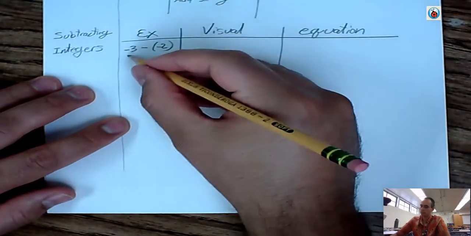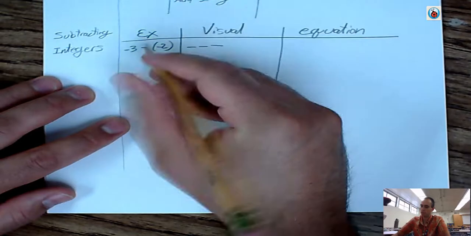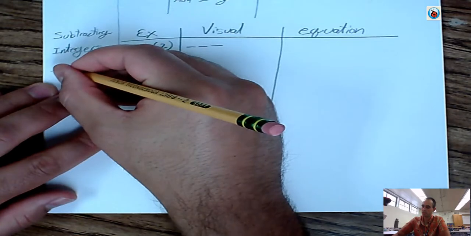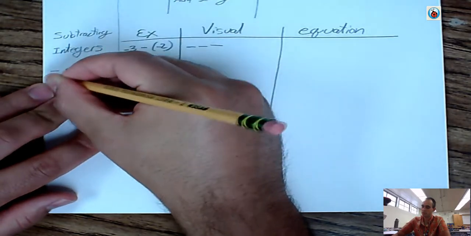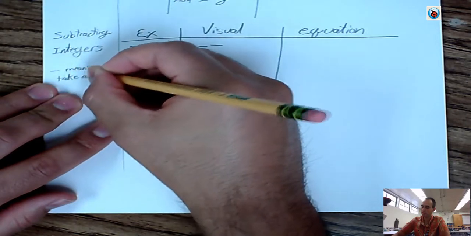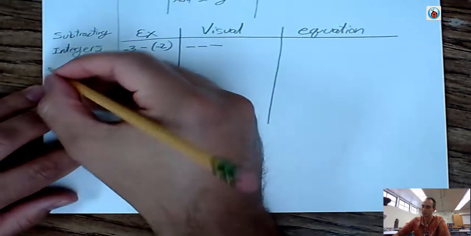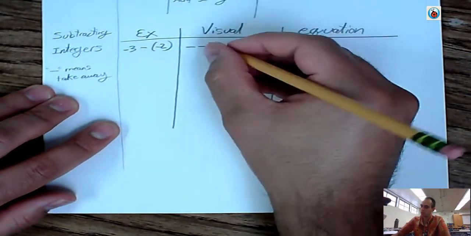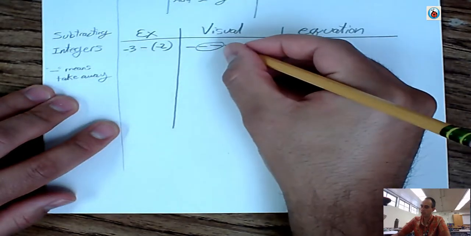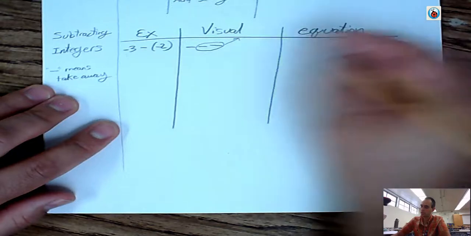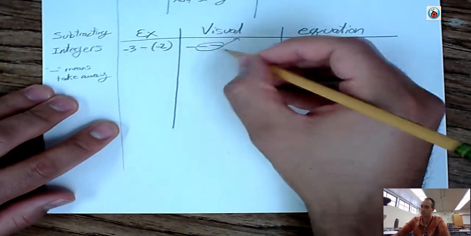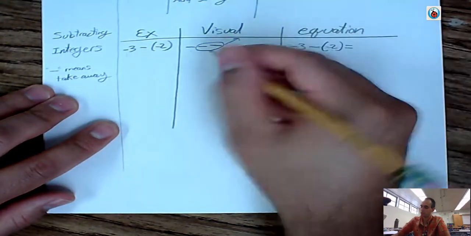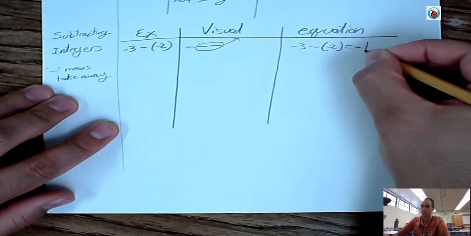So, same thing. Start out with my first number. 1, 2, 3 negatives. I'm taking away. So that minus means take away. So I have 3 negatives. Take away 2 negatives. Here are my 2 negatives. I take them away. What's left? I only have 1 negative left, don't I? So I took those away. So negative 3, take away negative 2, gives me just 1 negative left.